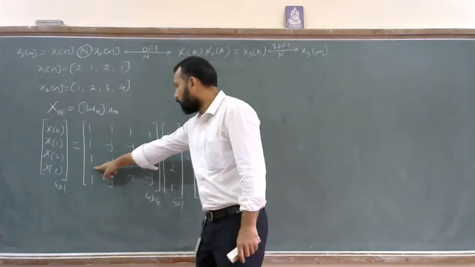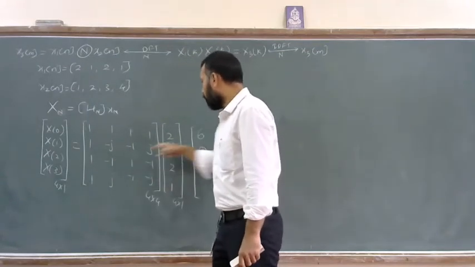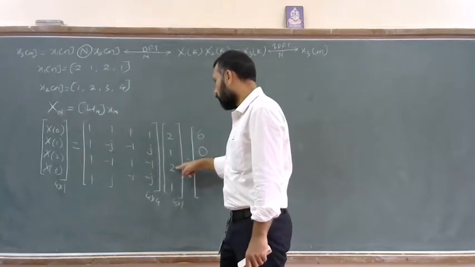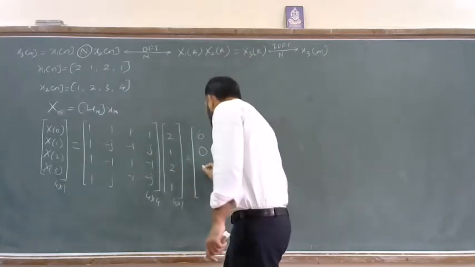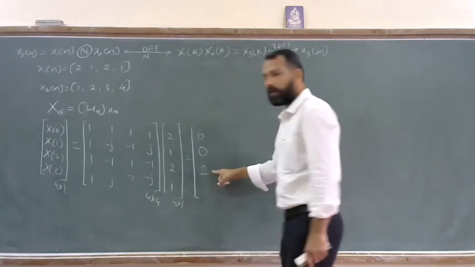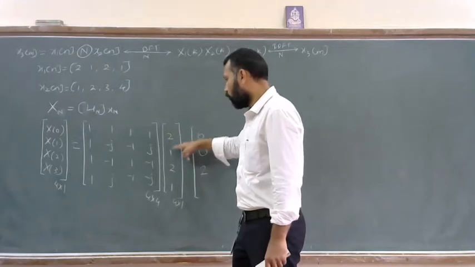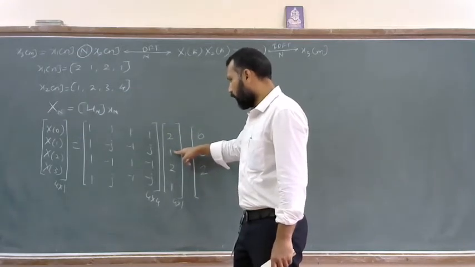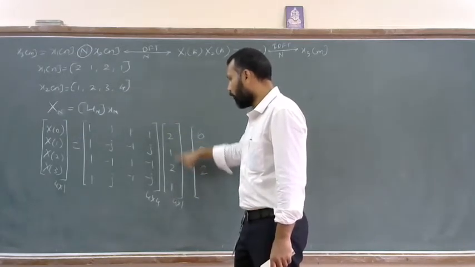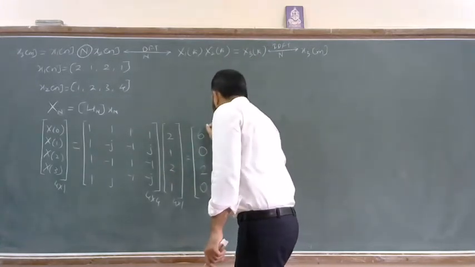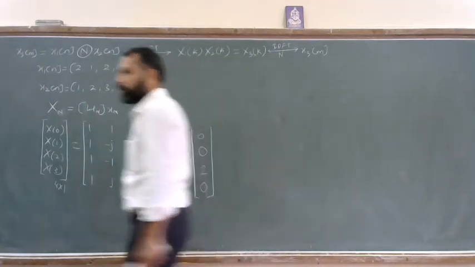Likewise, multiply the third row with this column. It will be 2 minus 1, 1 plus 2, 3, 3 minus 1, 2. The third DFT point will be 2. And likewise, the last one, it will be 2 plus j minus 2 plus 2 minus 2 will cancel and minus j plus j will cancel. So the fourth DFT point will also be 0.